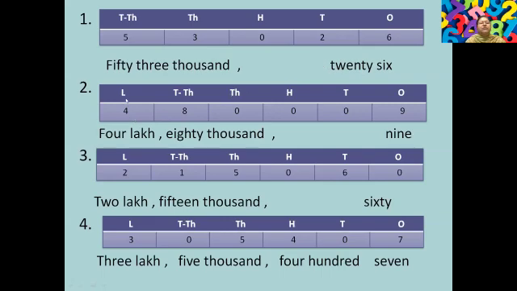Now the next question, under lakh, you have 4. So it is 4 lakh. Under 1,000, you have 80. So it is 80,000. Nothing under 100. Just 9 here. So you write 9 here.